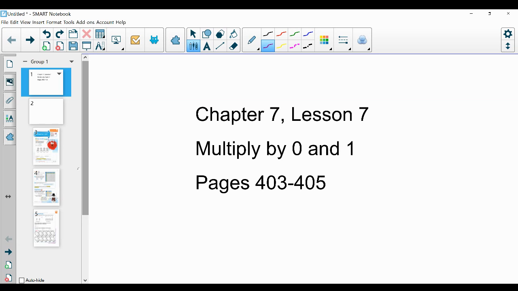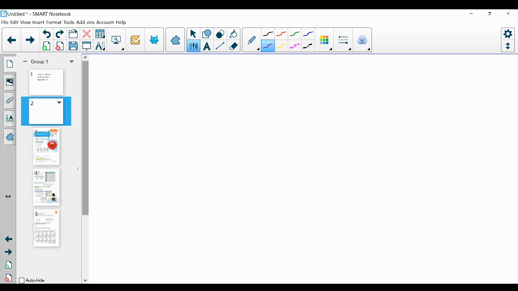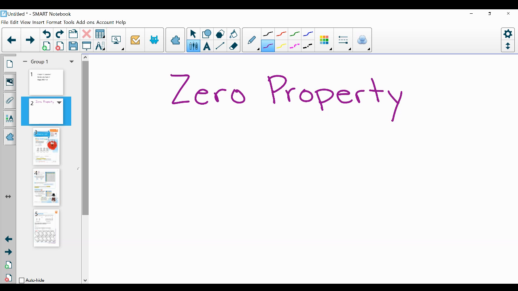Today we're learning Chapter 7, Lesson 7, Multiply by 0 and 1, pages 403 to 405. So we're learning about two properties today. One property is called the zero property of multiplication, and the zero property states that any number multiplied by 0 equals 0.